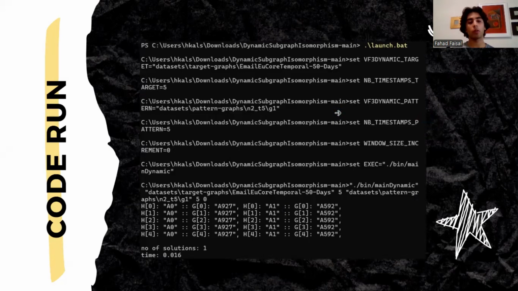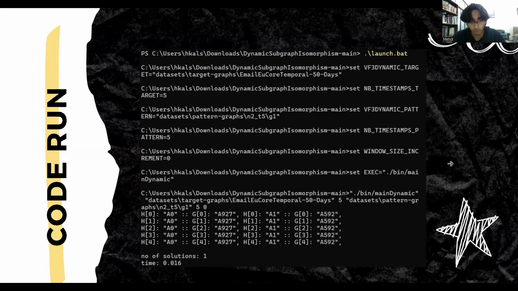Now, Mehdi will be talking about how the code is run. So this is how we run the code. We made a bat file which had the compiling G++ code as well as the inputs. Okay, I'll explain the inputs in the next slide.